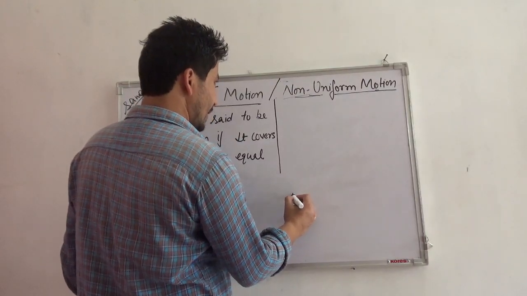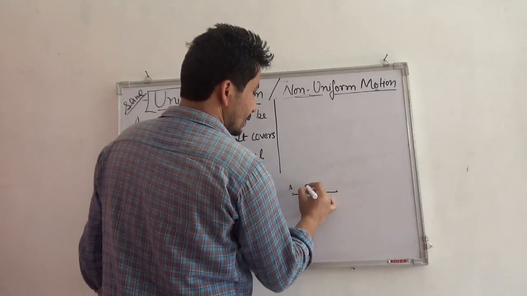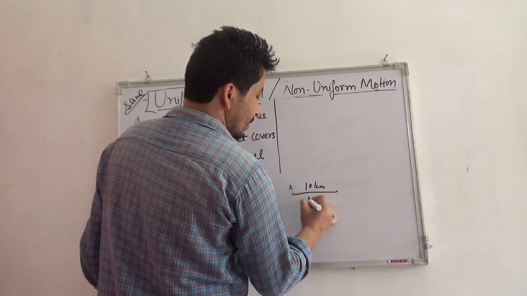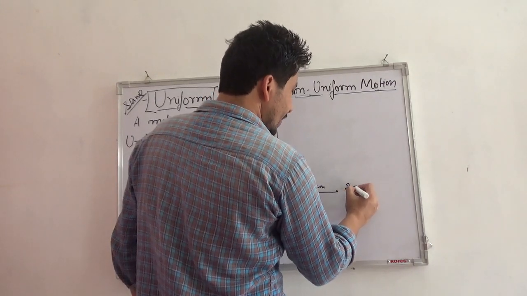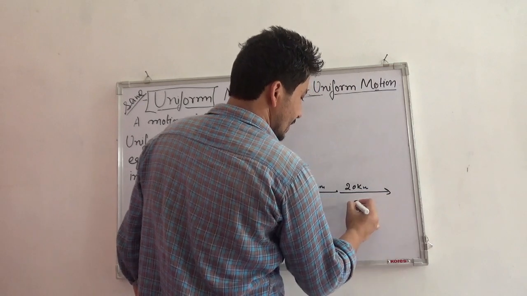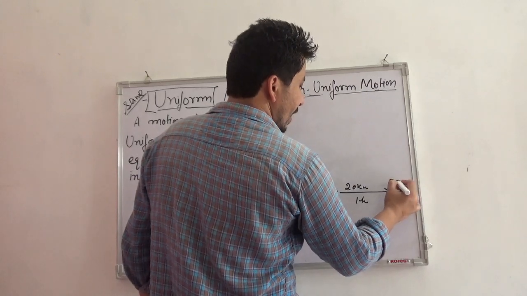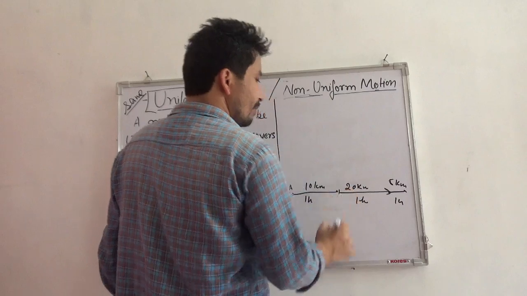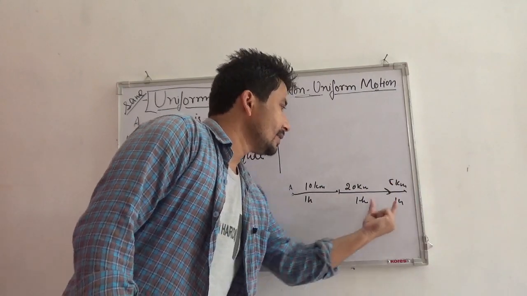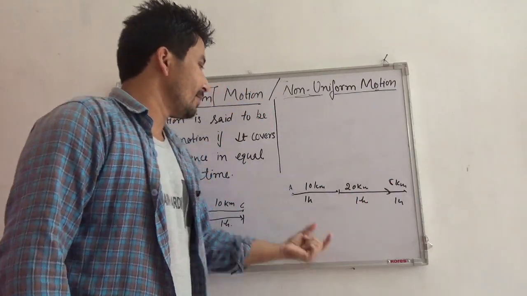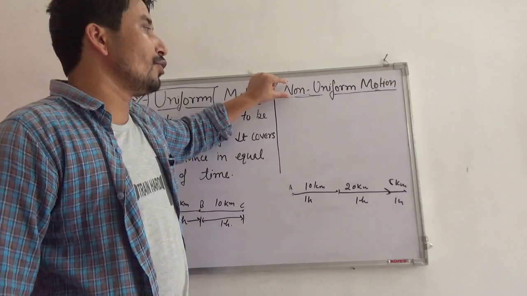Suppose we take an example to explain non-uniform motion. Suppose an object is at A, it covers a 10 kilometer distance in 1 hour, and after that it covers a 20 kilometer distance in 1 hour, and then it covers a 5 kilometer distance in 1 hour. Here the object covered unequal distance in equal interval of time, and this type of motion executed by the object is called non-uniform motion.